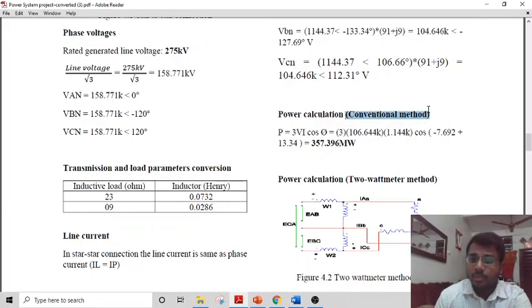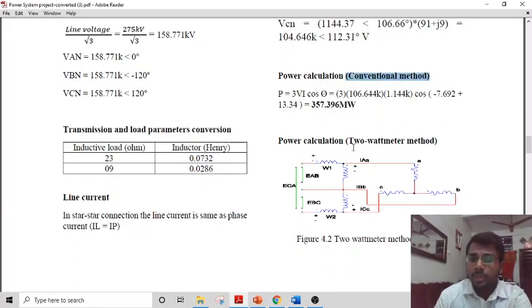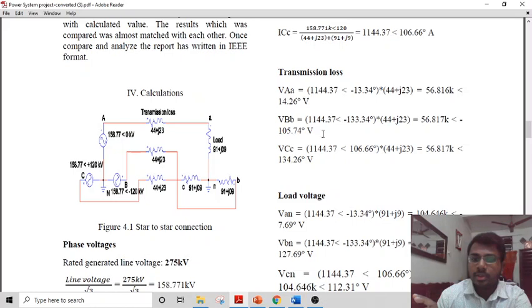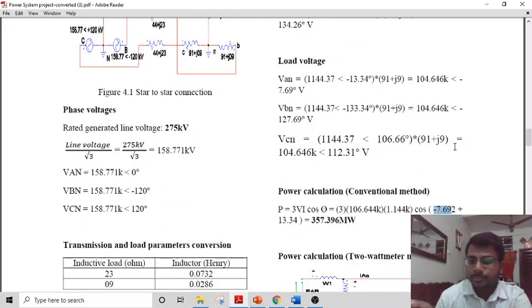For the power calculation method, we have two methods as I mentioned just now: the conventional way of measuring the power and also the 2 wattmeter method. The conventional method is quite easy, we just have to use a formula like this: 3 VI cos theta, which means 3 times the voltage times the current, and then you use the cos of theta, where theta is the degree of any voltage around the load.